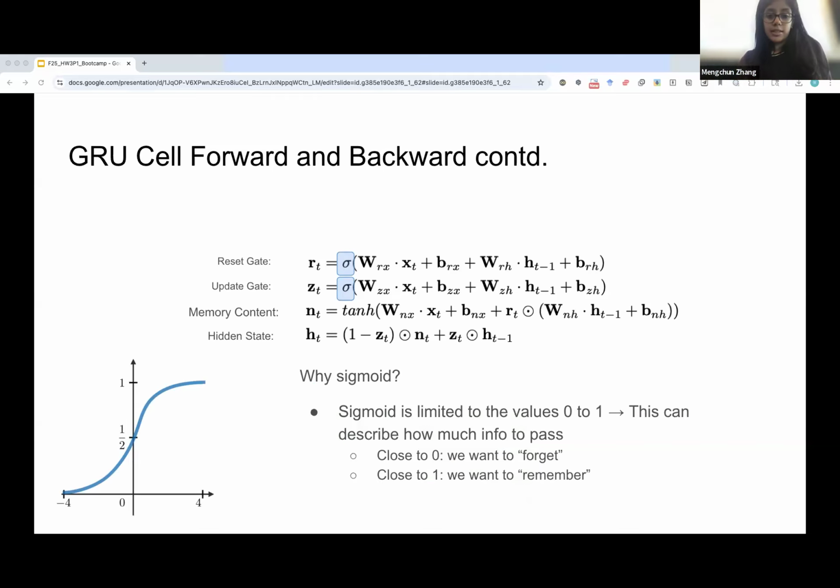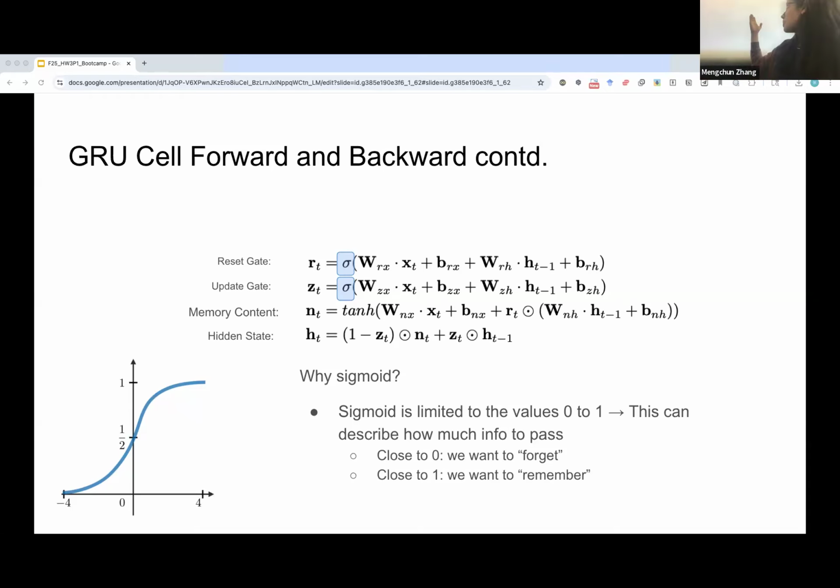So the reset gate, the equation is on the slide. The purpose of the reset gate is to determine how much of the previous state, that is h_{t-1}, do I have to ignore in computing the candidate hidden state. Then for the update gate, the purpose is to determine how much of the previous hidden state to carry over to the next state h_t.